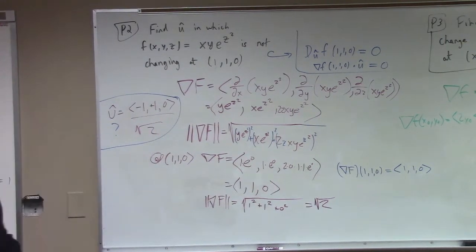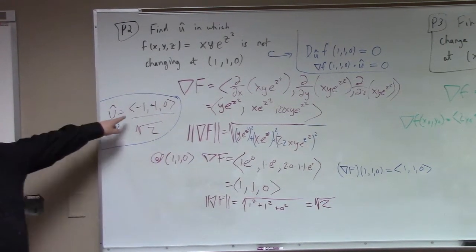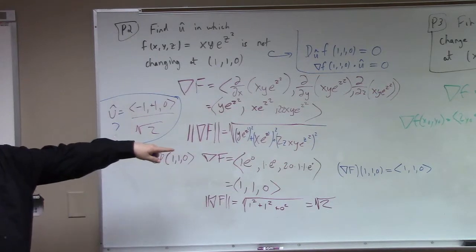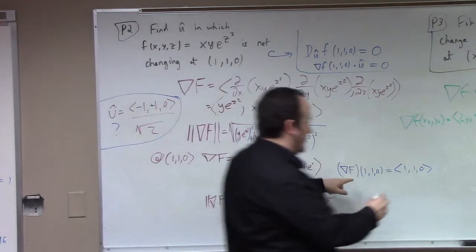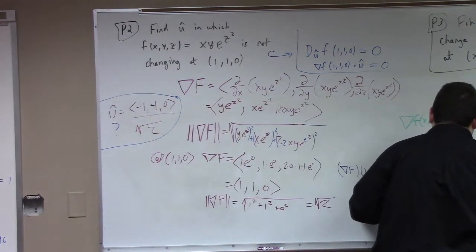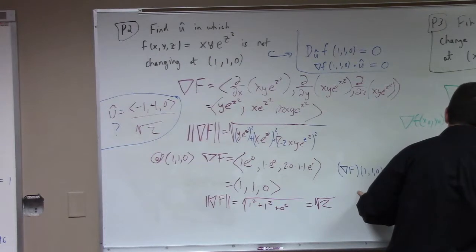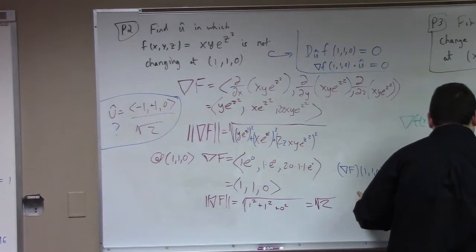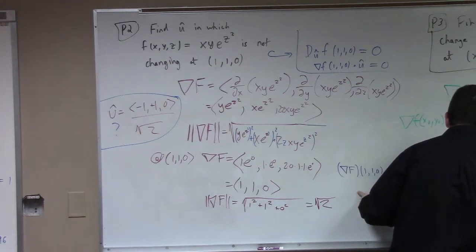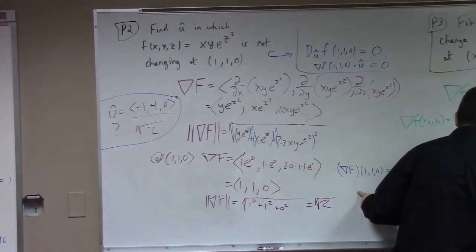Okay, so with that small modification, the dot product of this and that is 0. So this implies you want u hat equal to, say, something of the form a comma minus a comma b, such that 2a squared plus b squared equals 1.